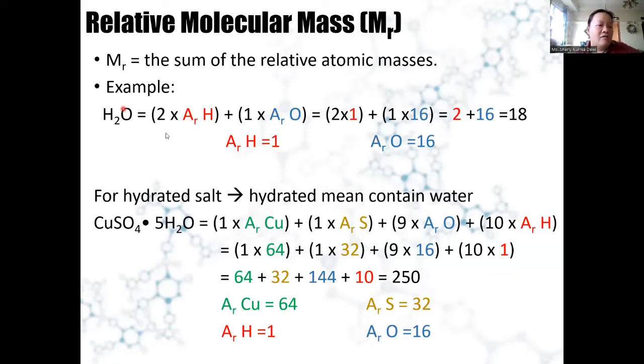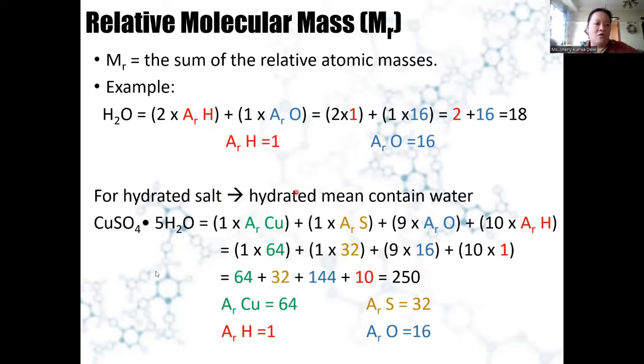So if you want to find the Mr of H2O, the Ar of H is 1 and there are 2 H, so 2 times 1 is 2. And then 1 O, 1 times 16 is 16. So the molecular mass, or Mr, of H2O is 18. That is, 2 plus 16.